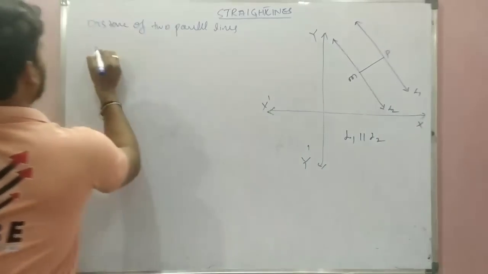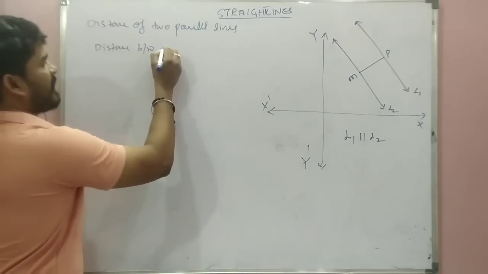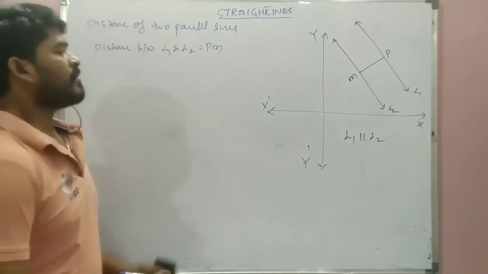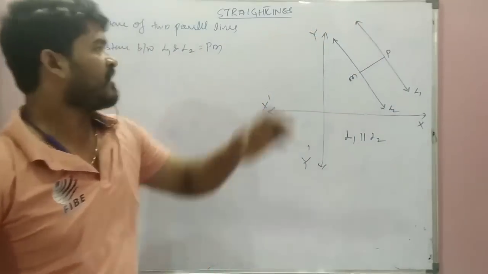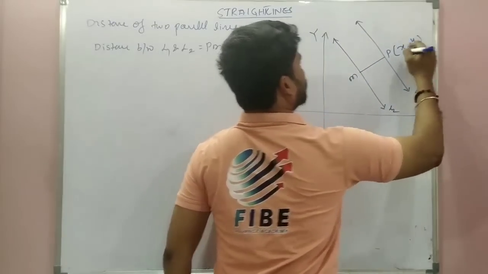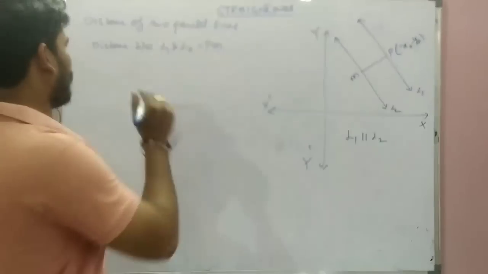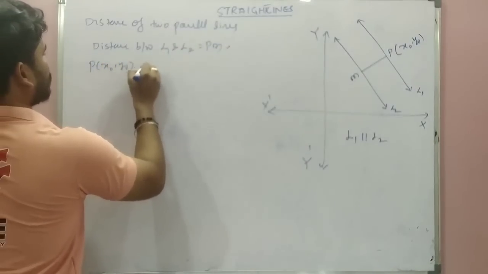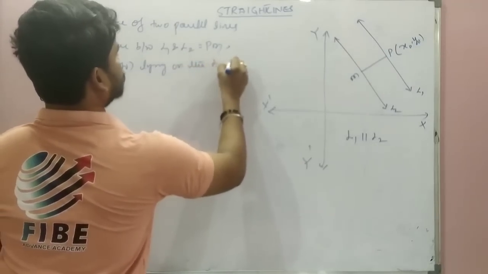Distance between L1 and L2 is equal to PM. So here the distance between L1 and L2 is PM, where the point P is x0 comma y0. Assume that P point is lying on the L1 line. Therefore, P x0 comma y0 is lying on the L1 line.